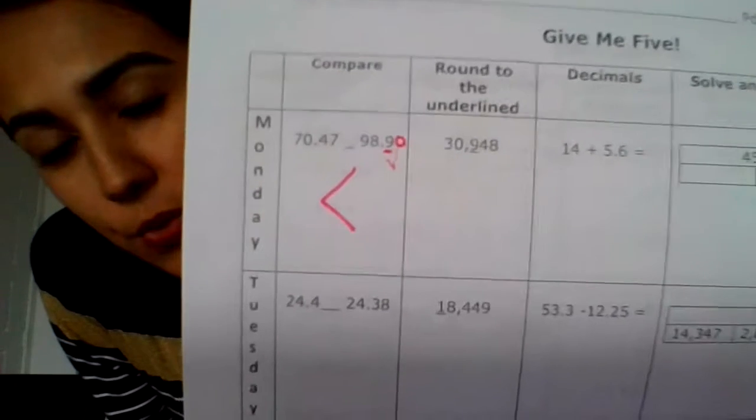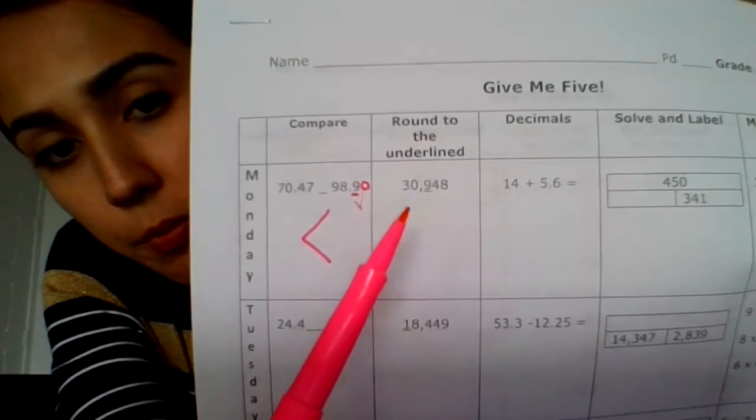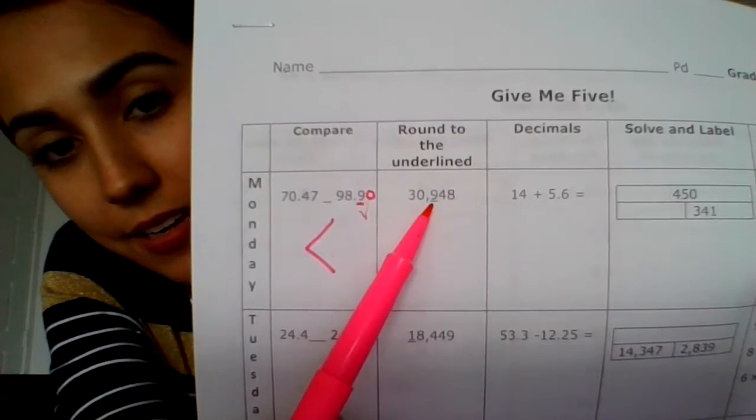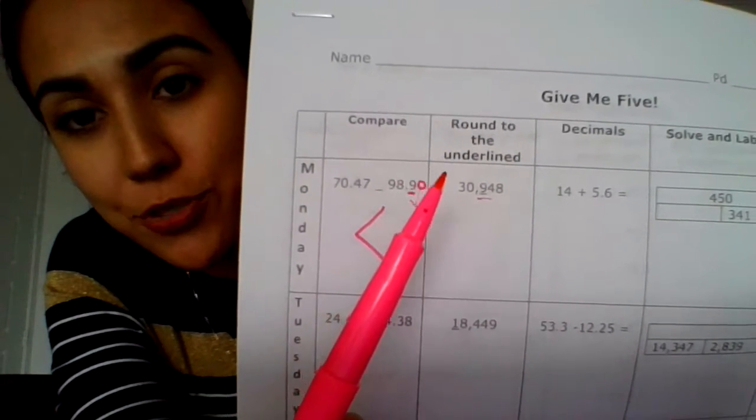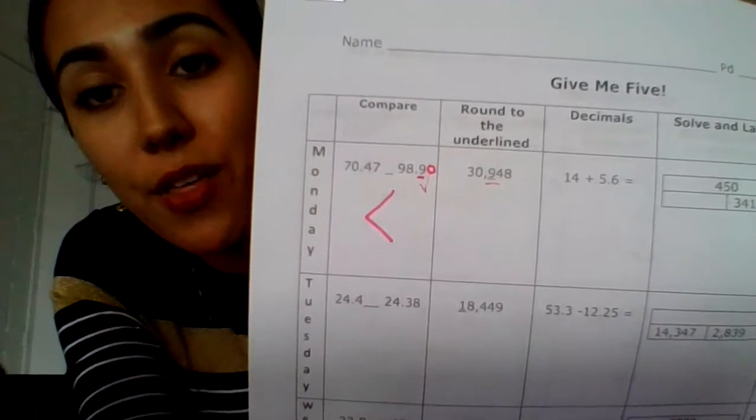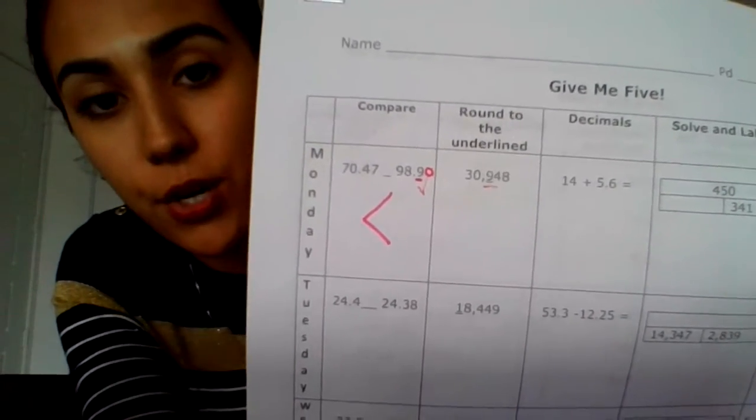Now, why is it 31,000? Well, because this number is a 948. If we round up to the nearest hundred, that would make a new 1,000. So it would be 31,000. Okay, so let me write this on the board so that you can have a visual.